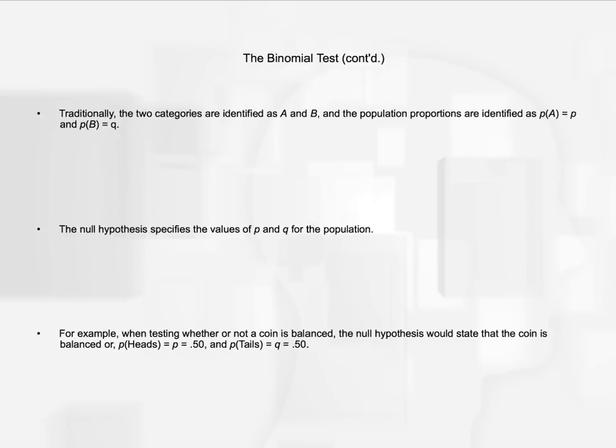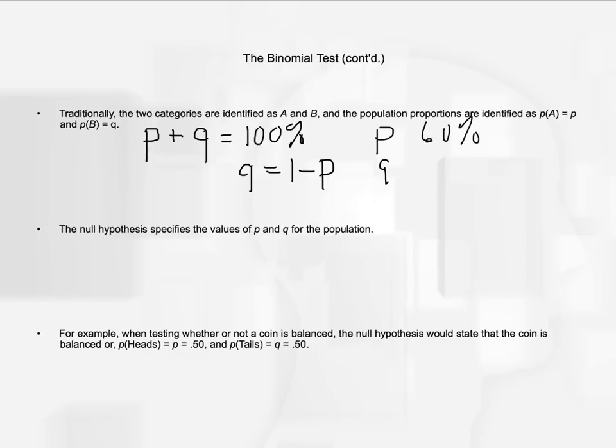The population proportion, we'll use the letter P, and the complement of that will be the letter Q. P plus Q must always equal 100%. We have 2 categories. If 75% of the people agree, 25% must disagree. So Q equals 1 minus P. If P is 60%, then Q must be 40%.